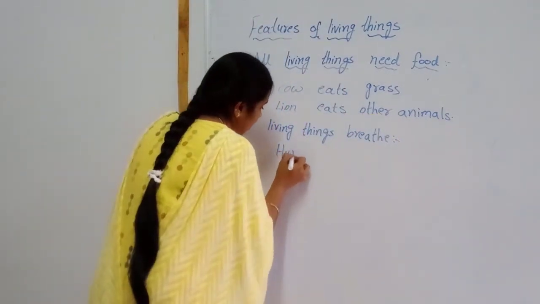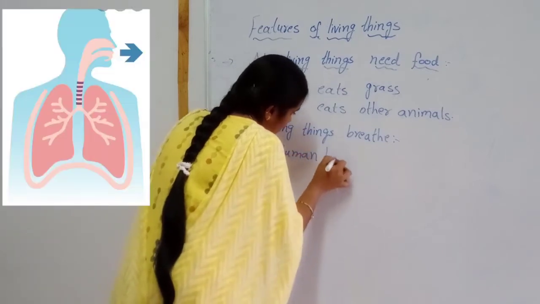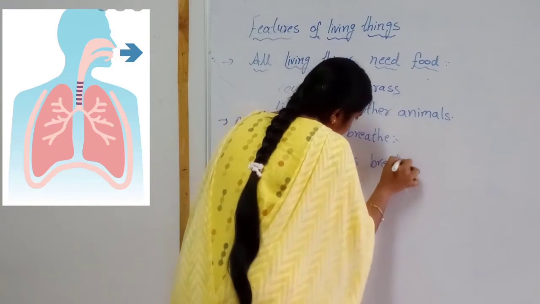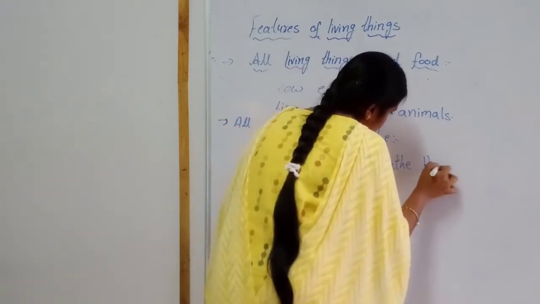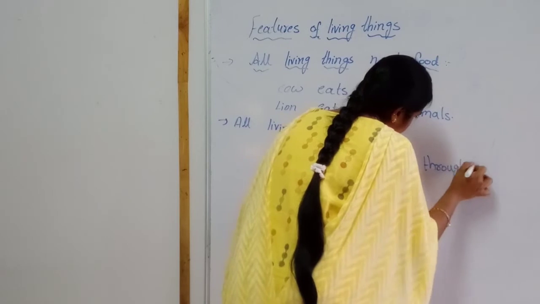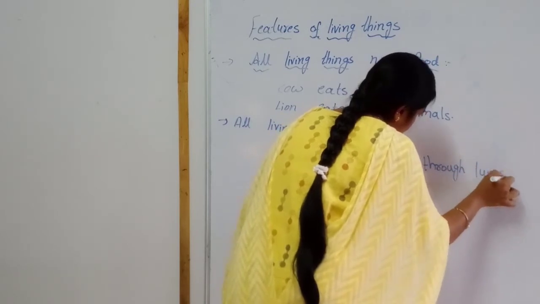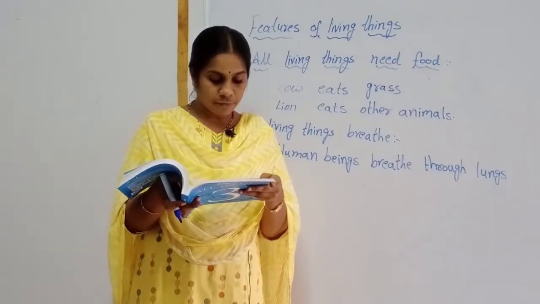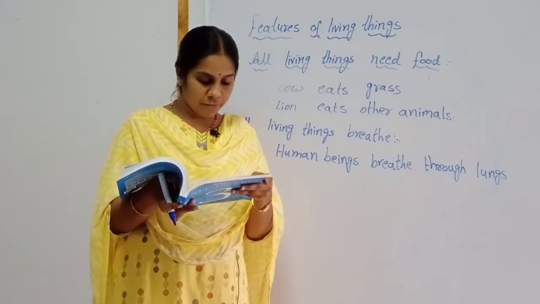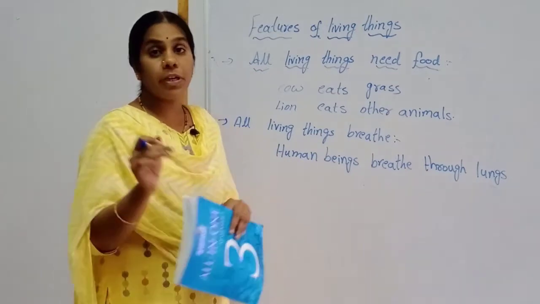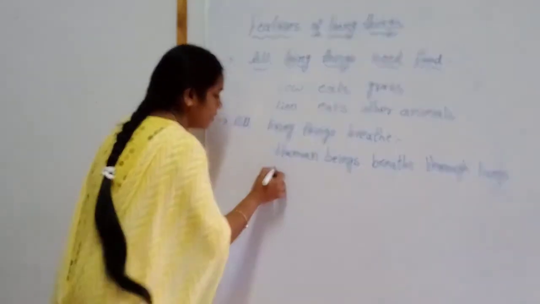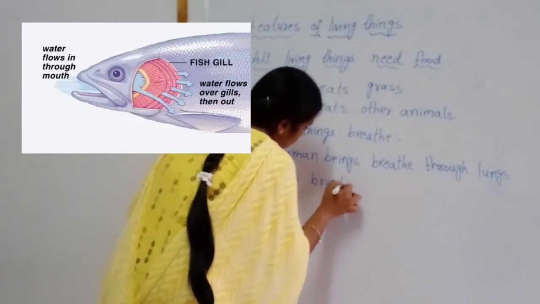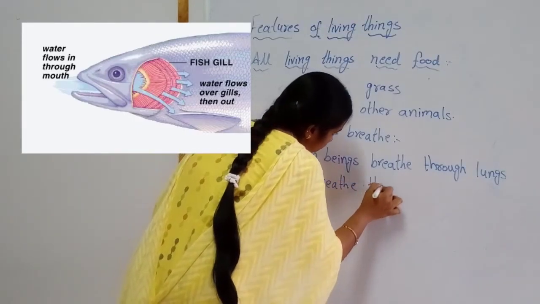Human beings breathe through lungs. Other animals have different organs for breathing. For example, fish breathe through gills.